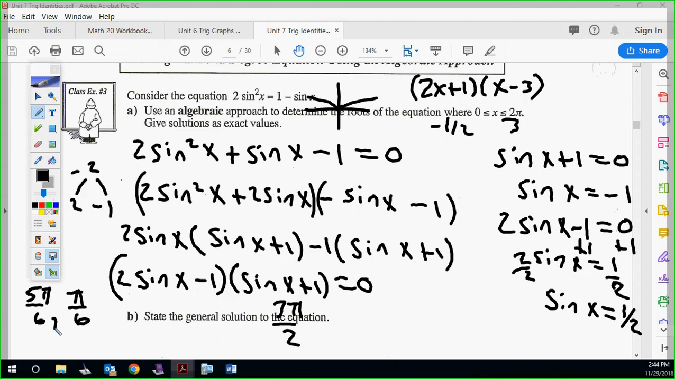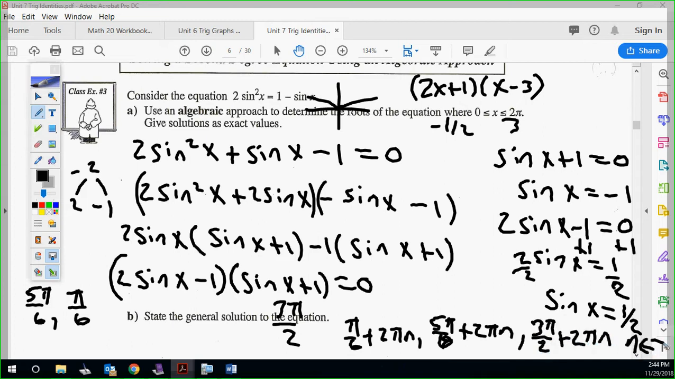Okay, so then state the general solution. This is just a simple thing again, guys. You got pi over 6 plus 2 pi n, 5 pi over 6 plus 2 pi n. We already wrote this on the previous page, so you don't have to if you don't want to. And n is an integer, one last time.